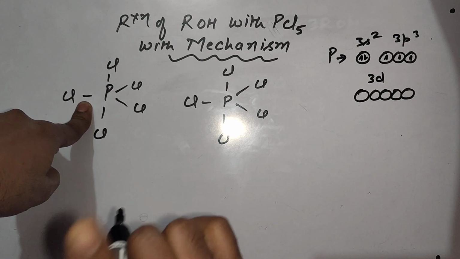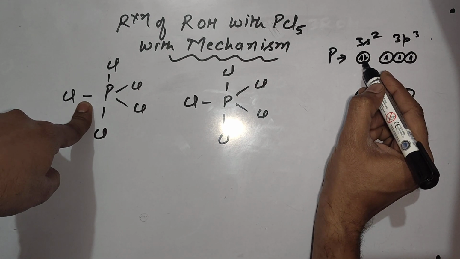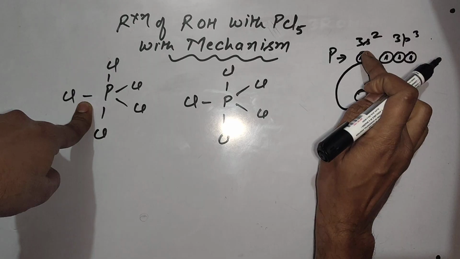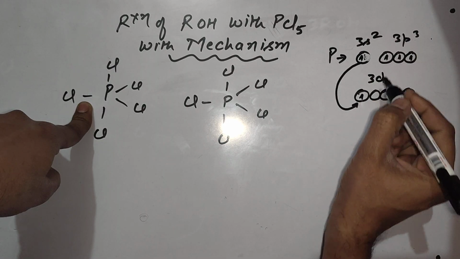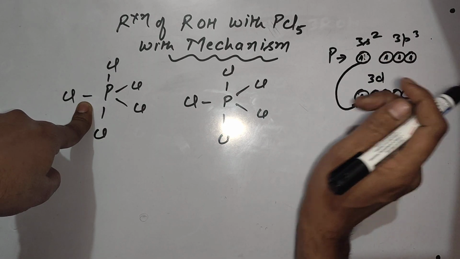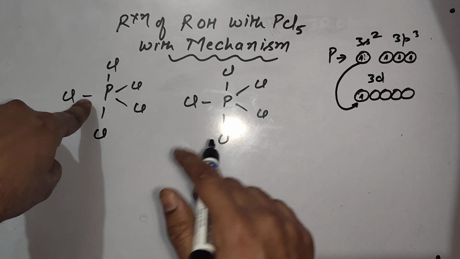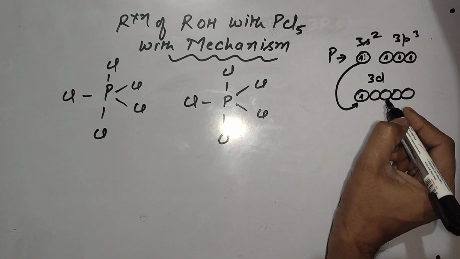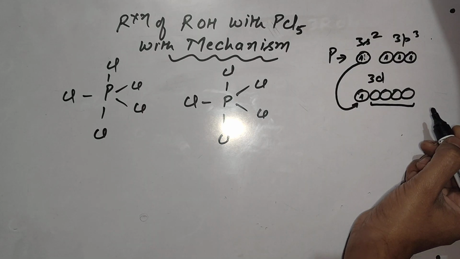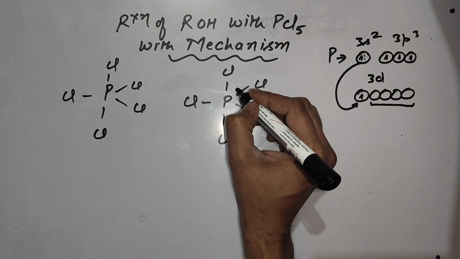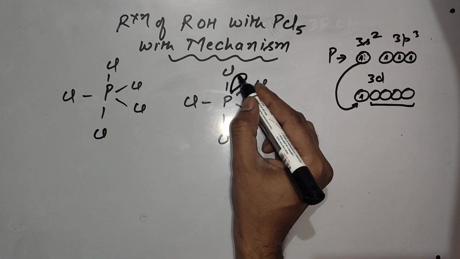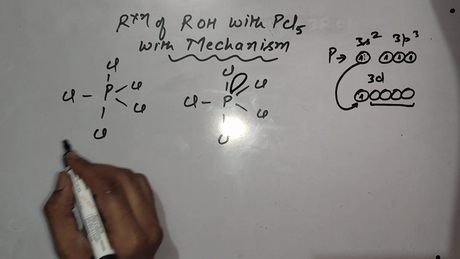In PCl5, P is exciting one of its electrons from 3s to 3d, due to which 5 unpaired electrons are generated, and with the help of these 5 unpaired electrons, it is making 5 covalent bonds with Cl. And these orbitals are vacant over there. So that vacant orbital I am drawing over here, like one I need, so one I am drawing. This is the vacant 3d orbital.